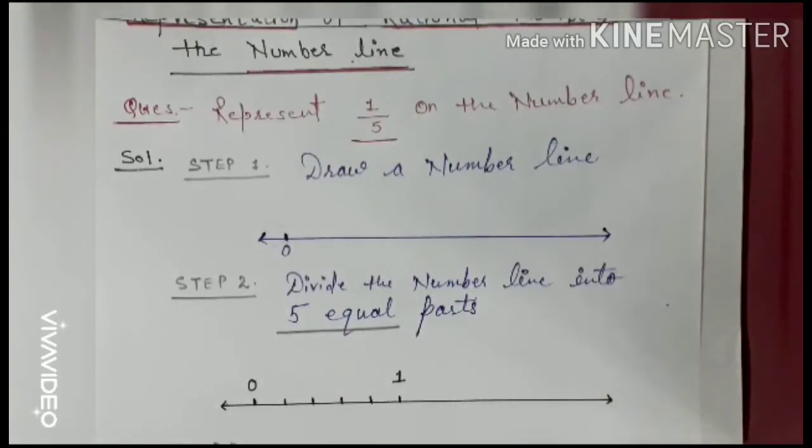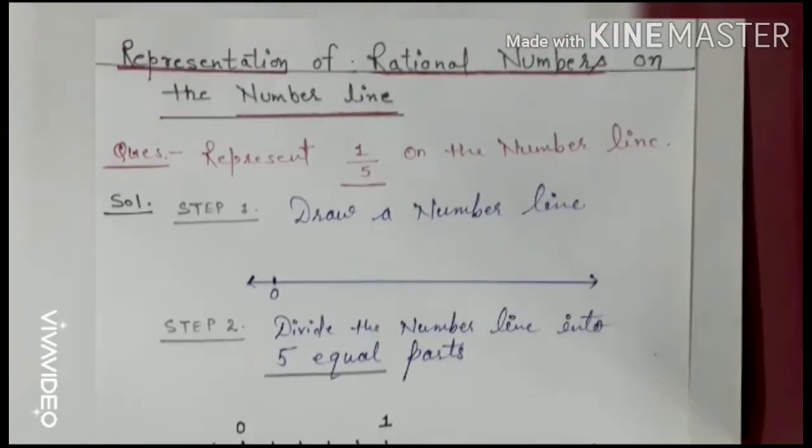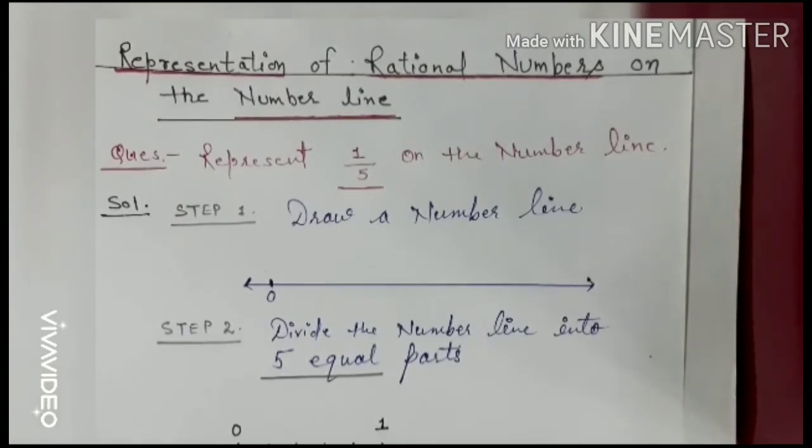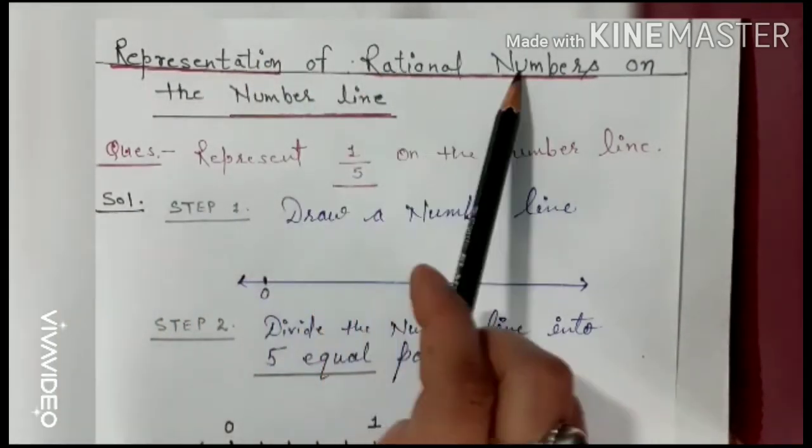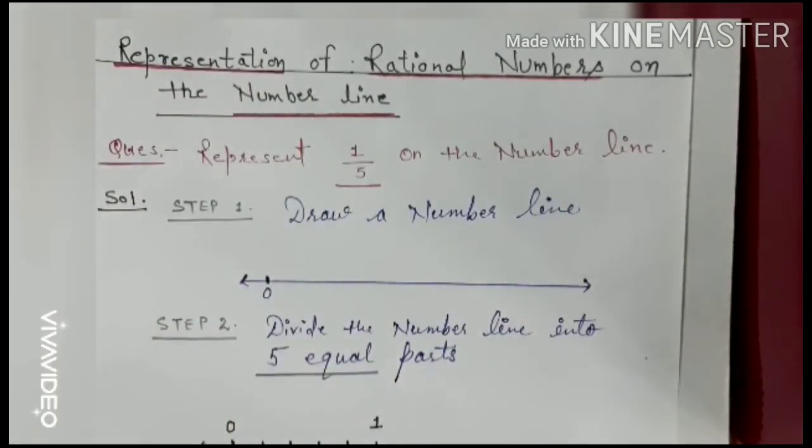Now today's topic is representation of rational numbers on the number line. In earlier classes you learned how to represent whole numbers, natural numbers and integers on the number line. In this class the topic is representation of rational numbers. Here we take a question, and with its help we will learn how to represent a rational number.